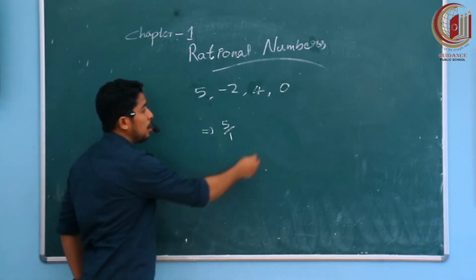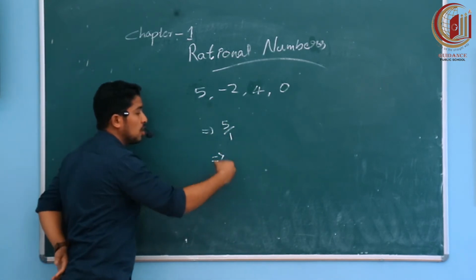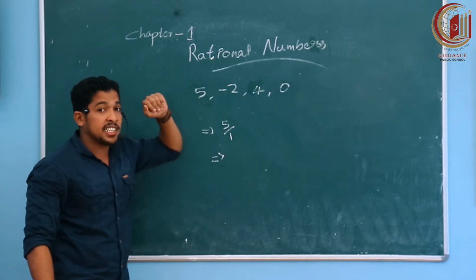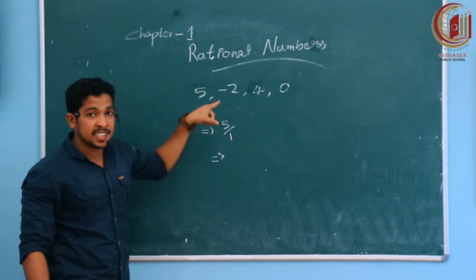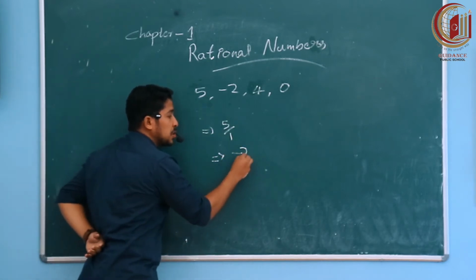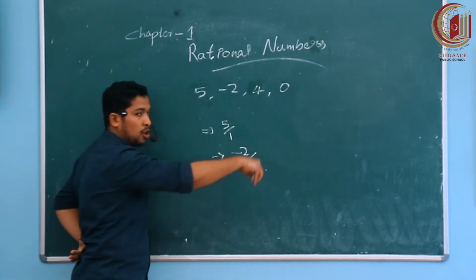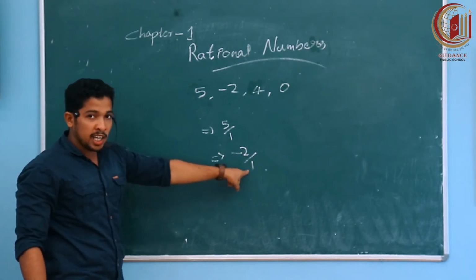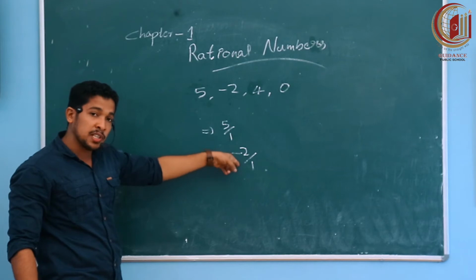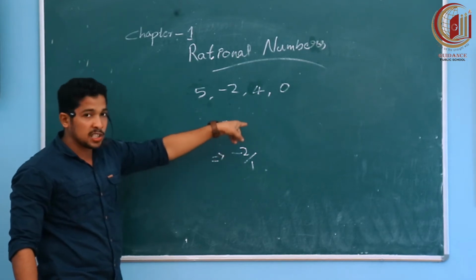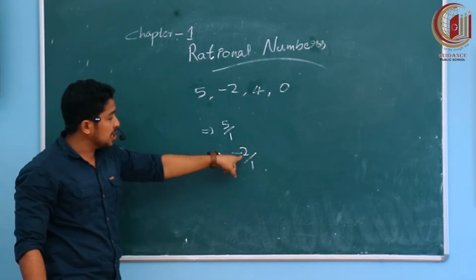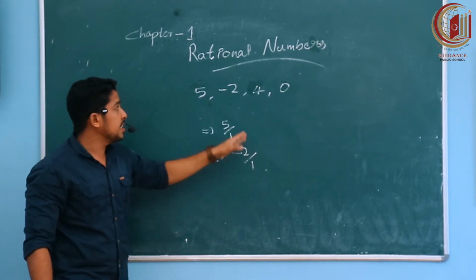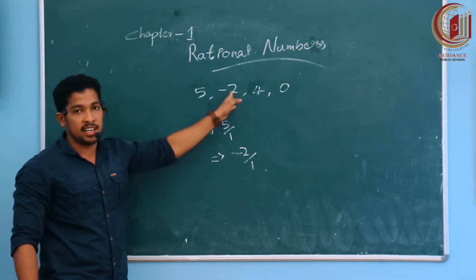Then the next number, minus 2. Minus 2 is a negative integer. We know that. In this case, we check whether minus 2 is a rational number. Is it a rational number? Minus 2 can be expressed in the form of minus 2 by 1, or p by q form. 1 is an integer and minus 2 is another integer. Then we can express it in the form of p by q, minus 2 and 1 both of them are integers and 1 is not equal to 0. Then minus 2 is absolutely a rational number.